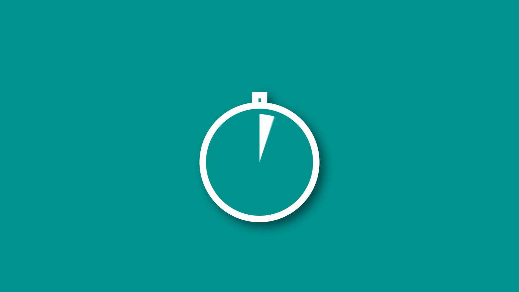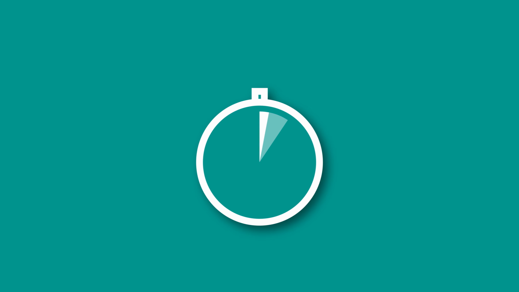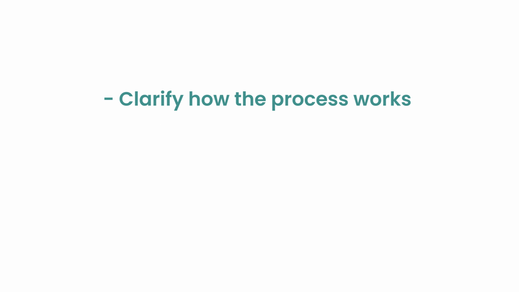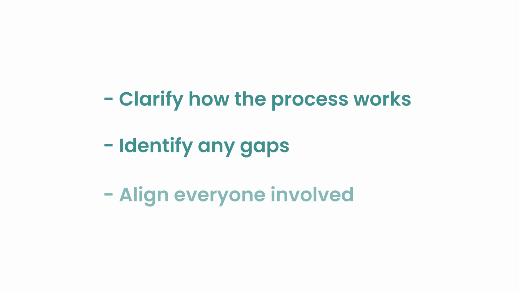Think of it as redistributing your time. A few minutes of planning up front can save hours of troubleshooting or rebuilding down the line. It helps you clarify how the process actually works, identify gaps, and align everyone involved before automation enters the picture.